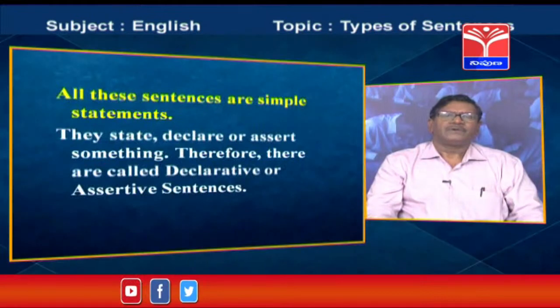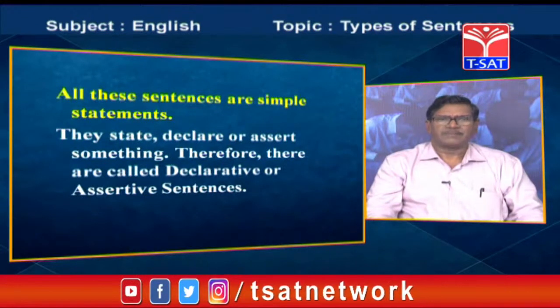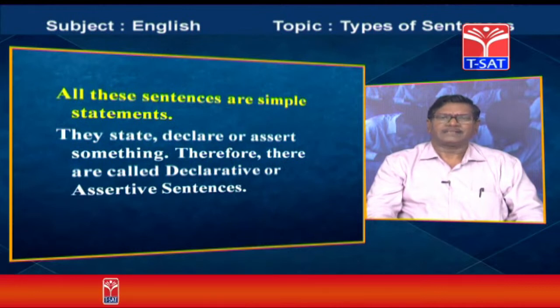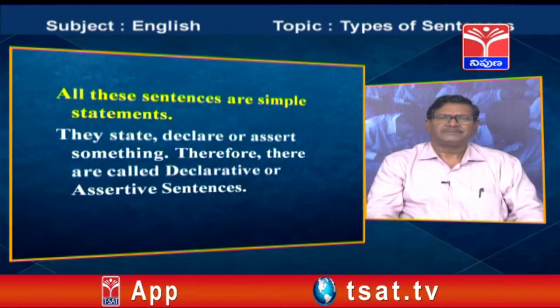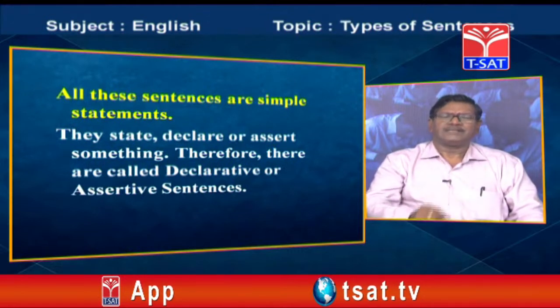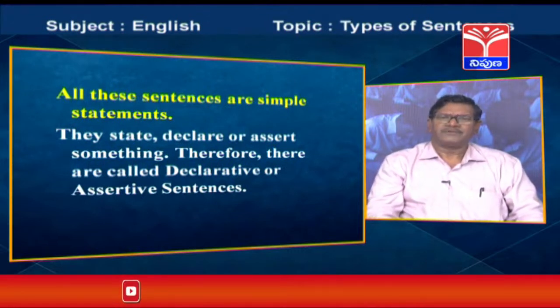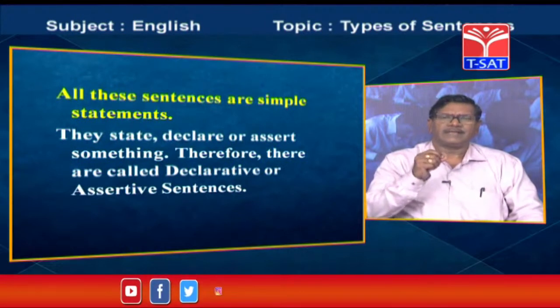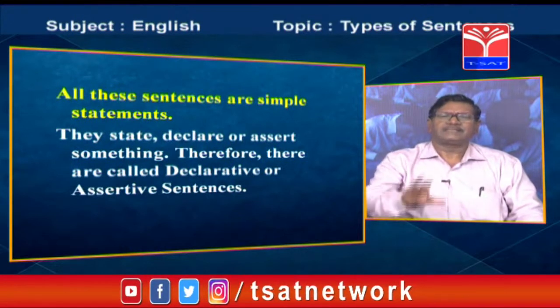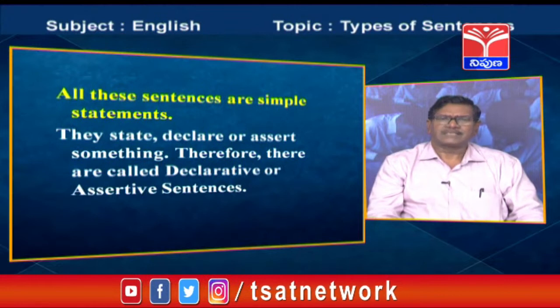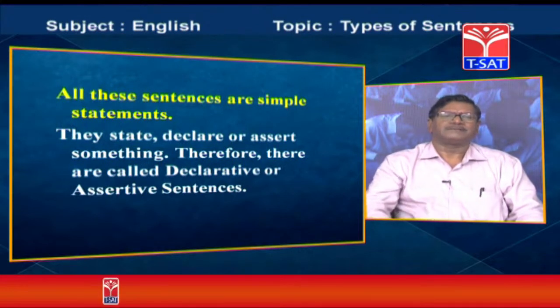So, these 2 sentences are negative sentences, first 2 sentences are affirmative sentences. All these sentences are simple statements. They state, declare or assert something. నొక్కి వక్కాణించడం అంటాం, గట్టిగా నిర్దేశించి చెప్పడం. Therefore, they are called declarative, declare చేసి చెప్పడం, or assertive sentences, నొక్కి వక్కాణించడం.